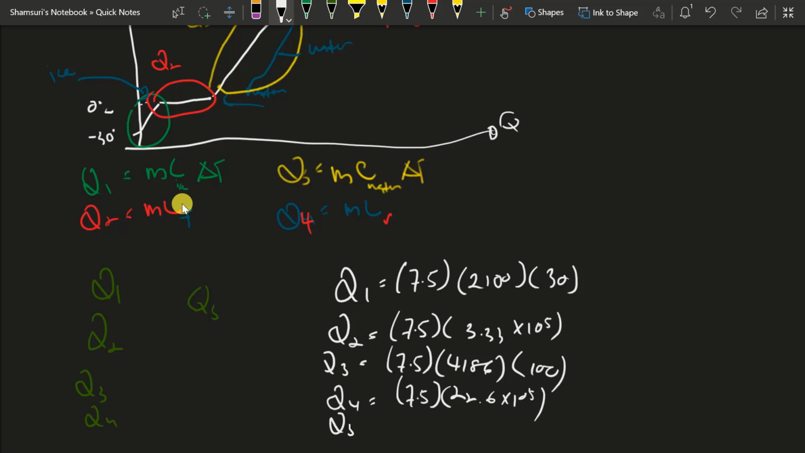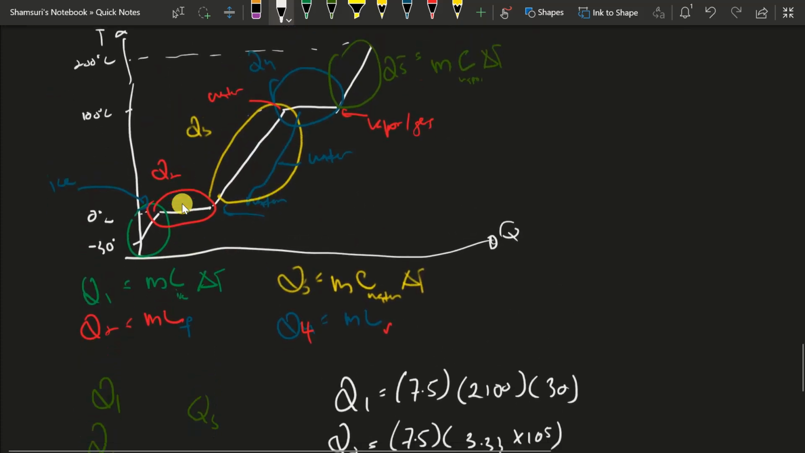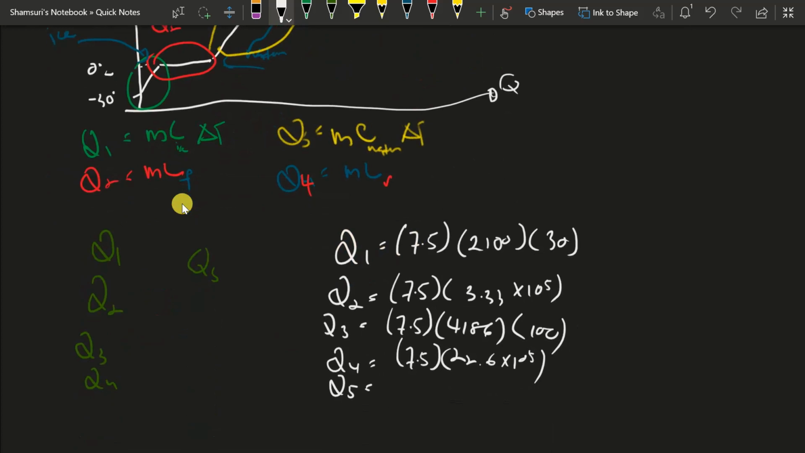And then Q5, the last Q, is actually the change of temperature. So mc delta T here for Q5, from the vapor, still 7.5 here, but the c here is the specific heat of vapor, 2010, and then the change of temperature from 100 to 200 degrees. You can get all the values, then sum them up.